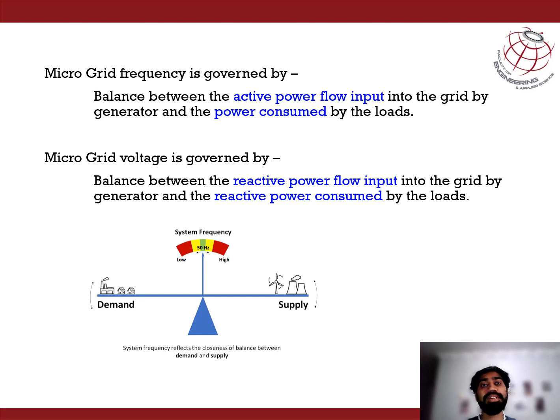Microgrid frequency is governed by the balance between the active power flow input into the grid by the generator and the power consumed by the load. And microgrid voltage is governed by the balance between the reactive power flow input into the grid by the generator and the reactive power consumed by the load. So system frequency and voltage regulation is balanced between the demand and supply of active and reactive power flow respectively.